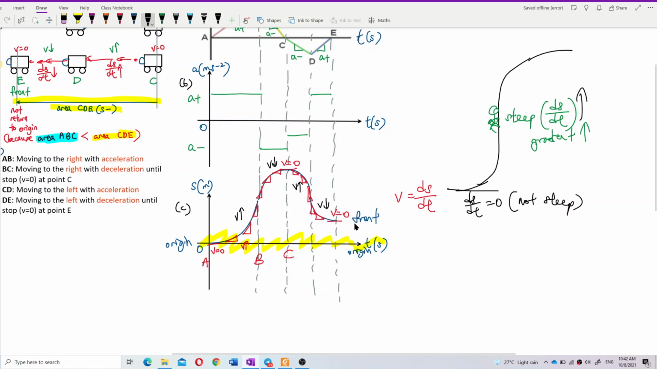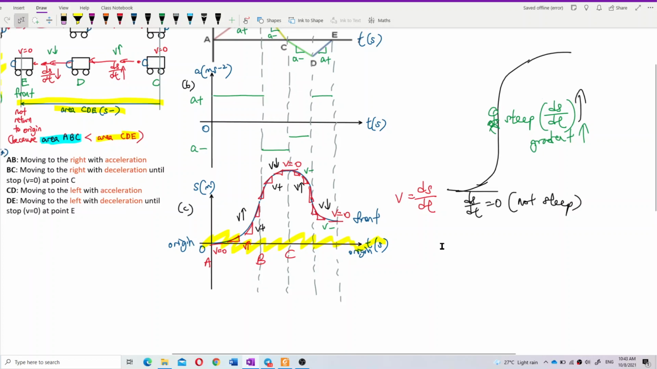Another thing you should know is that in this part the velocity is positive. All this gradient is a positive gradient because it's moving to the right. And then this part the velocity is negative, and here also the velocity is negative, moving to the left. This negative gradient means the car is moving to the left, back to the origin.